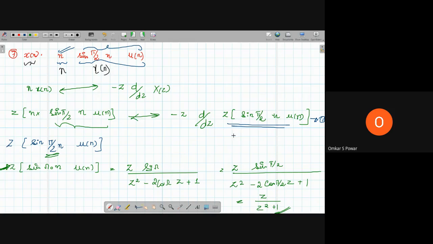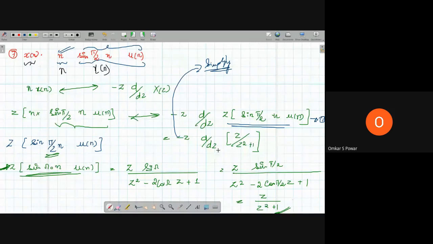Then what we have to do? We have to substitute this answer in equation number 1. So minus z d by dz of z by z square plus 1. Now it is your duty to simplify. You can do this because you have done many problems in your PUC. It will take one or two steps. You should arrive at the answer: minus z into (minus z square plus 1) divided by (z square plus 1) the whole square.